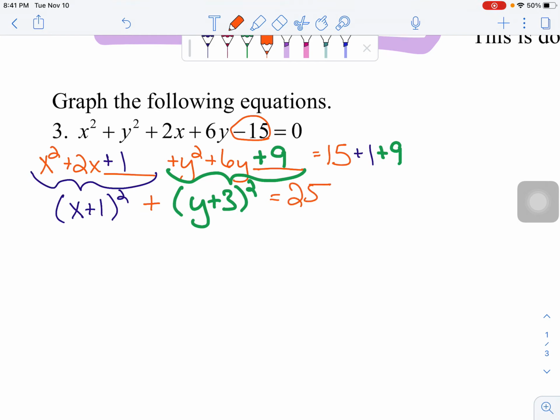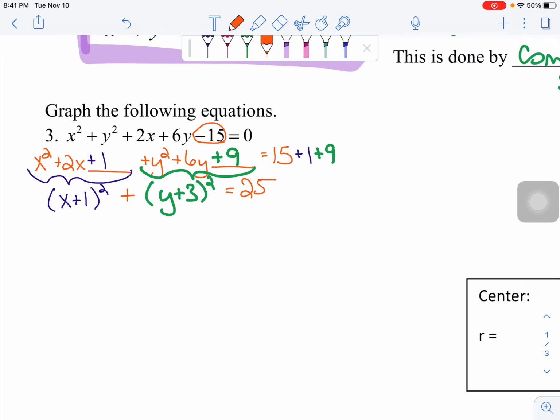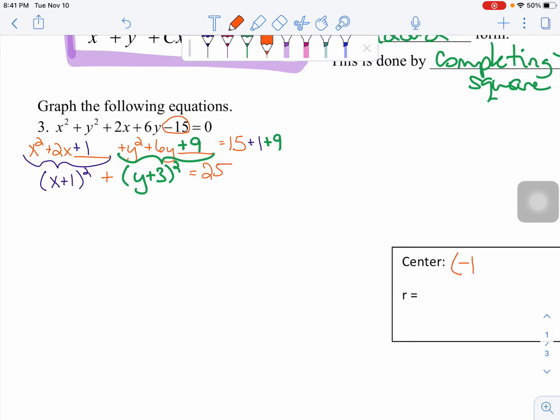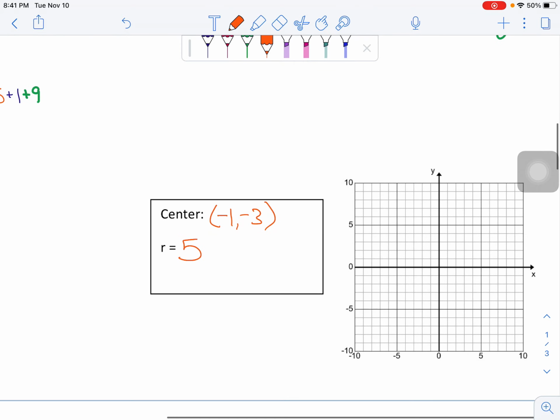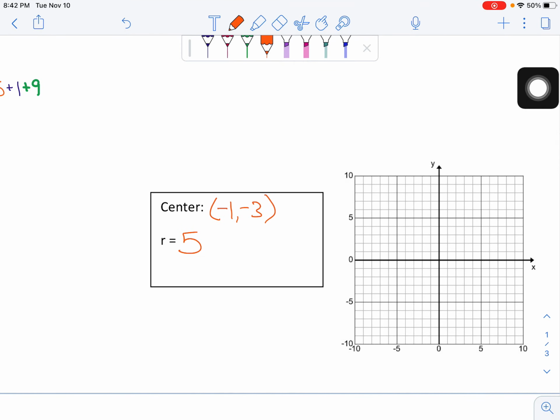All right, so now that it's in standard form, we can do exactly what we've been doing in the last couple of problems. Identify your center, identify your radius, and graph it. So the center here is going to be -1, -3. This equation is equal to 25, so I'm going to go ahead and say that's r squared, which makes my r value 5. I'm going to slide over here because I no longer need that equation. I just want the center and the radius. So center is -1, -3.